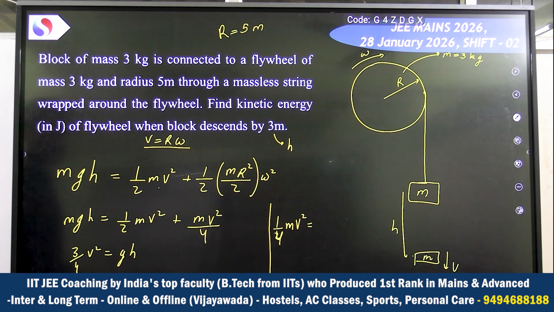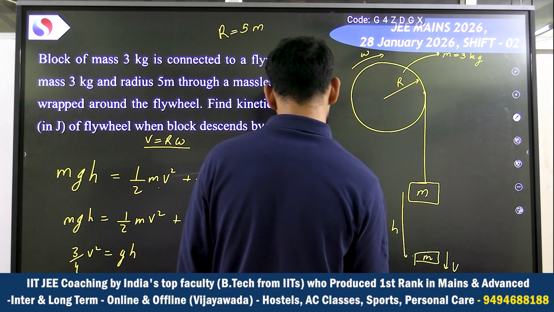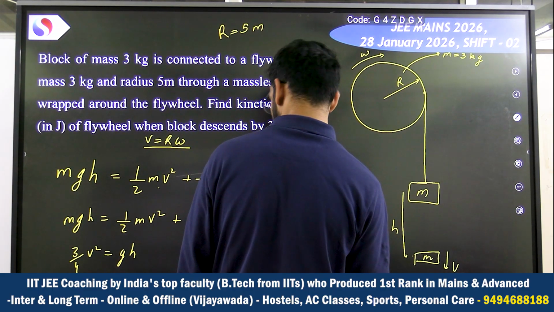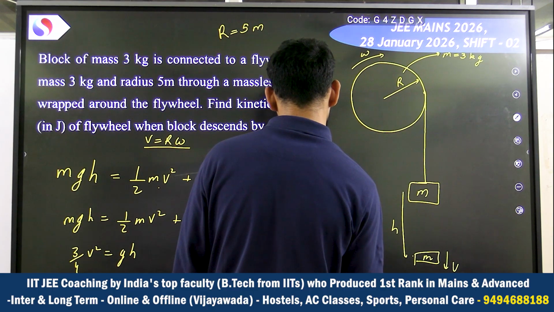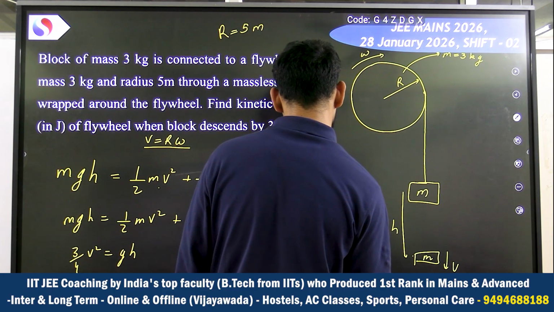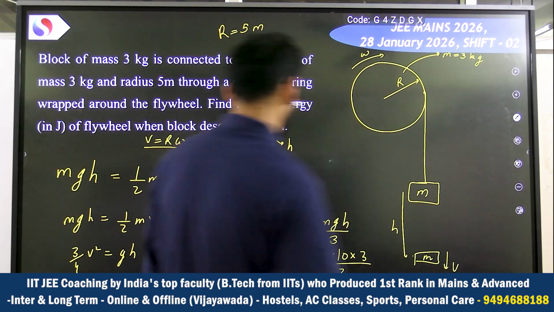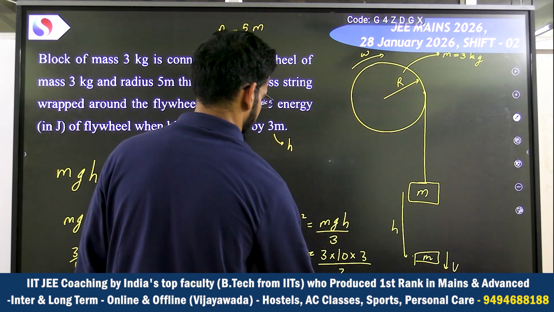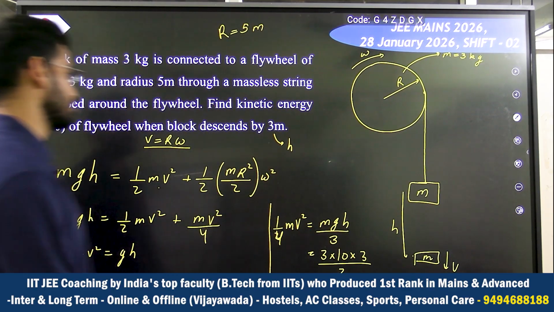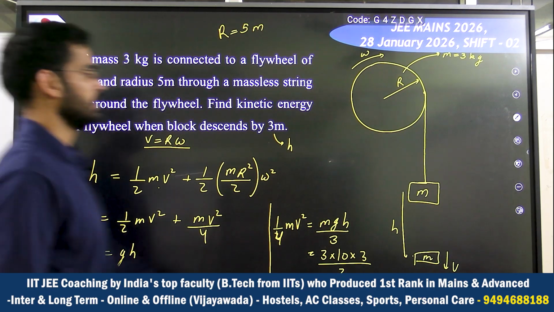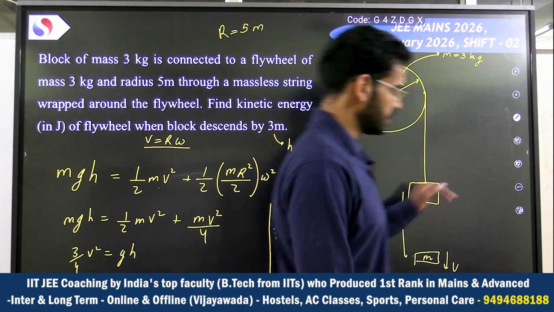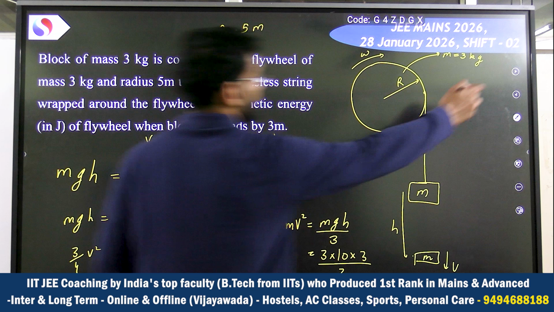So 1 by 4 of mv square is mgh by 3, or a multiple of 3 divided by 3. So mass is 3, g is 10, height is 3, divided by 3, so that's 30 joule. Okay, so 30 joule is the kinetic energy when he has gone 3 meter down. Okay, next.